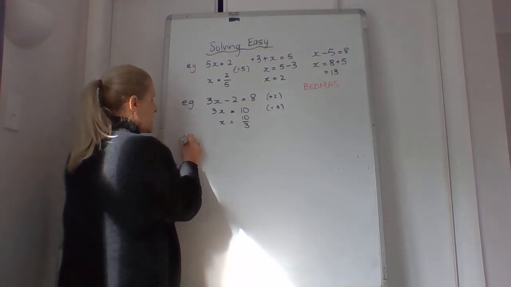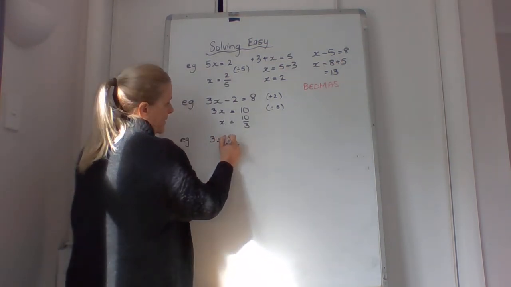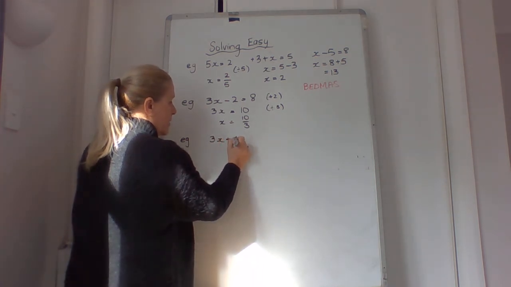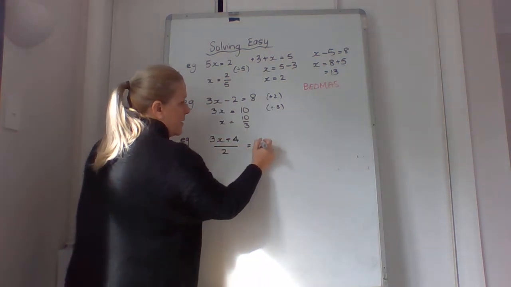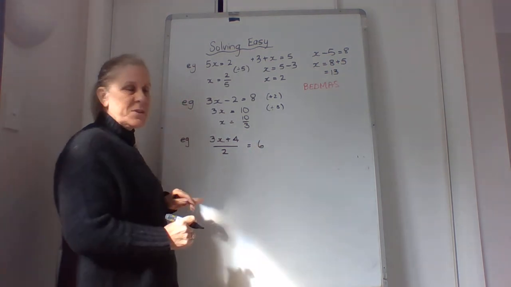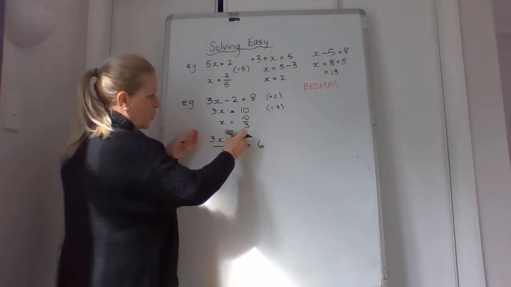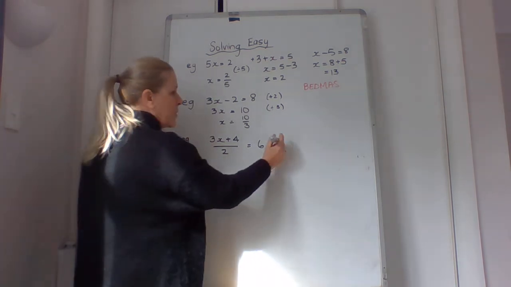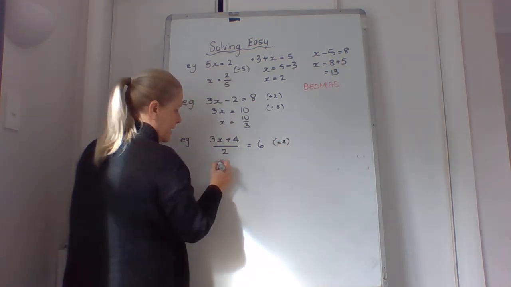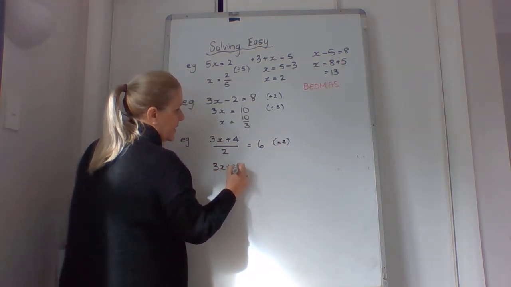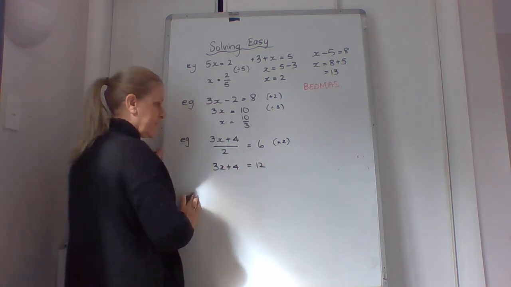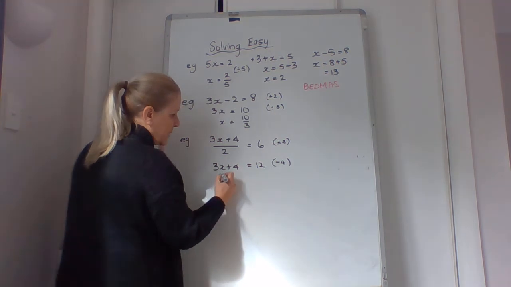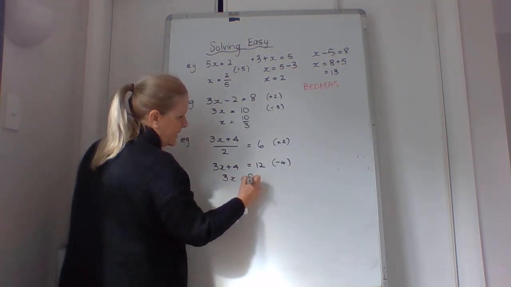Perfect. The ones that are a little bit trickier have a number on the bottom. So we have to start there. That's all being divided by 2, so it's the first thing we get rid of. We get rid of it by multiplying it by 2 on the other side. 3x plus 4 equals 12. All right? Then we get rid of the plus 4 by minusing it. So we get 3x equals 8.